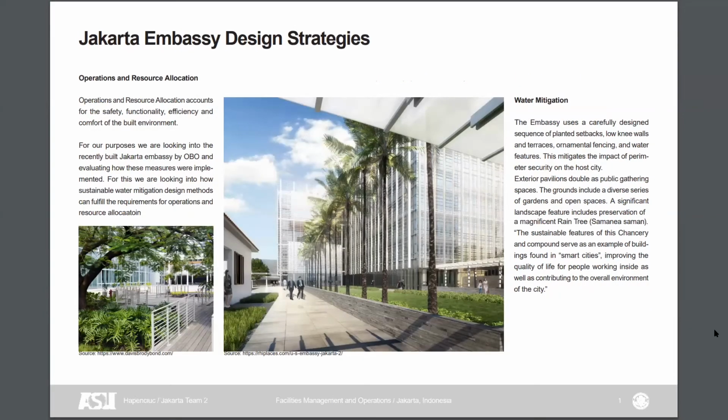Another way to analyze the success of the management of the building with this case study was understanding how the embassy used its operations and resource allocation. So in this sense, the analysis was done through the water mitigation, both inside and outside of the building. Operations and resource allocation accounts for the safety, functionality, efficiency, and comfort of the environment.